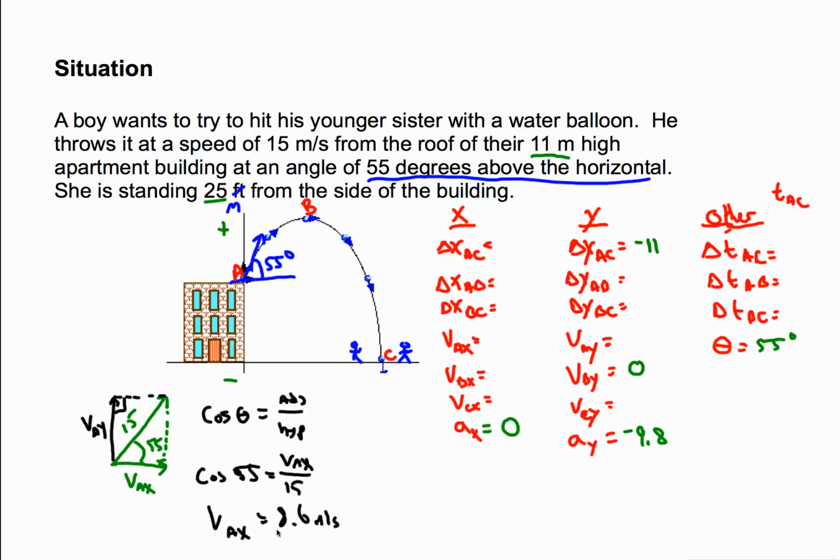Did you find VAX is equal to 8.6? And did you find VAY is equal to, let's put these in here in green, VAX 8.6 meters per second. Could put units on all these. And did you find VAY was 12.2 meters per second? If you did your trigonometry right, or you might even be able to use the Pythagorean theorem, that's what you'd come up with.